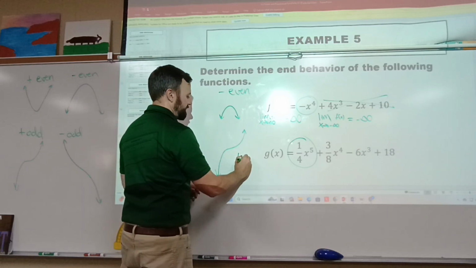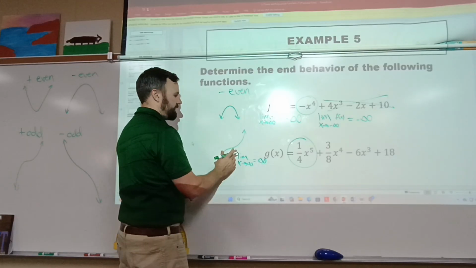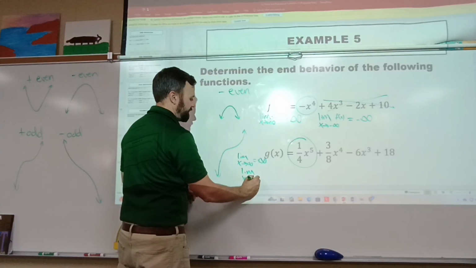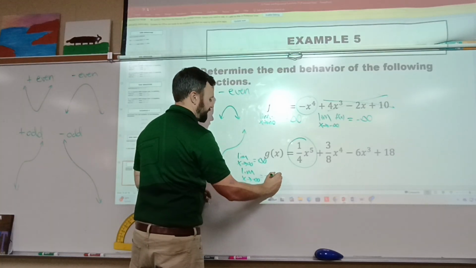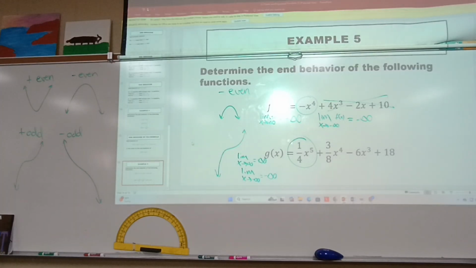So my limit as x goes to infinity is infinity, right? Goes up. Limit as x goes to negative infinity is negative infinity. It goes down. Any question? That's all five. You need to know three things. You need to know if it's a power function or polynomial. You need to be able to tell me the leading coefficient and degree, and you need to tell me what's going to happen to it as you go to the right and to the left.